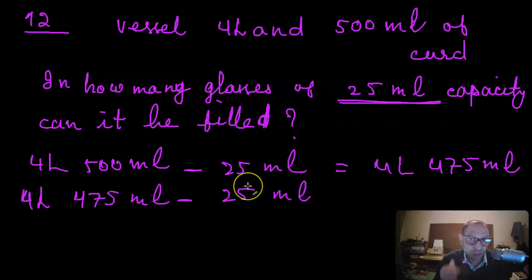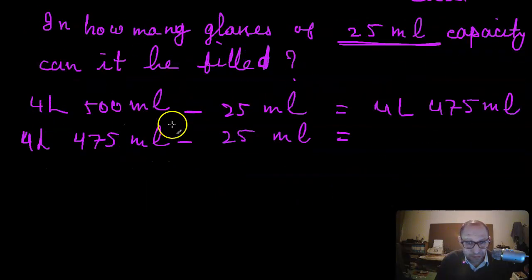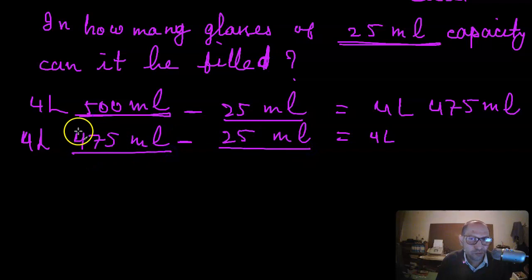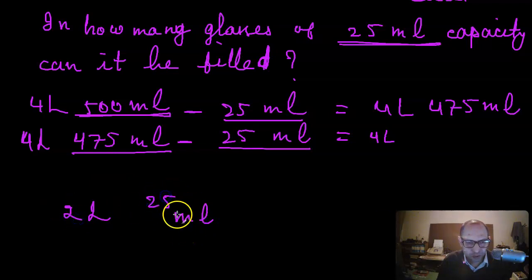The 25 remains the same because the volume of these glasses remains the same. Of course you can see that I'm subtracting the 25 milliliters from the 500 milliliters, and again from the 475 milliliters, because they have to have the same units. Otherwise, if you have 2 liters and 25 milliliters, you cannot write 2 liters minus 25 milliliters. The units are not the same, so the operation is simply not possible.